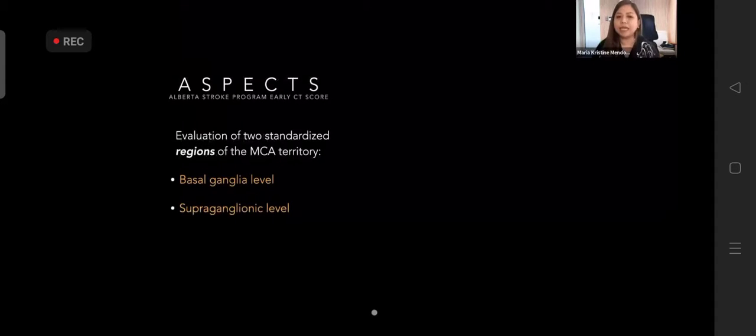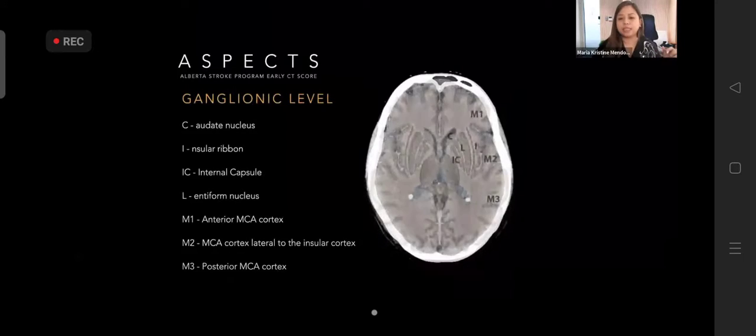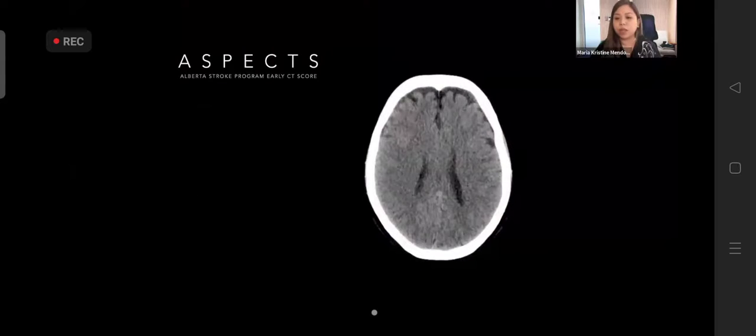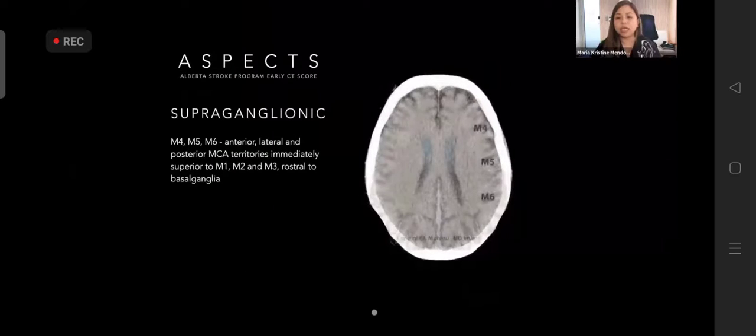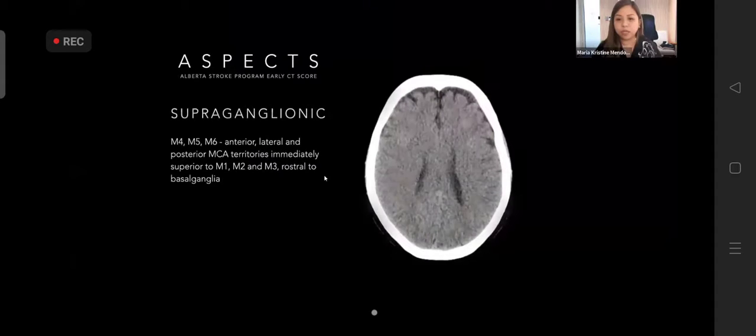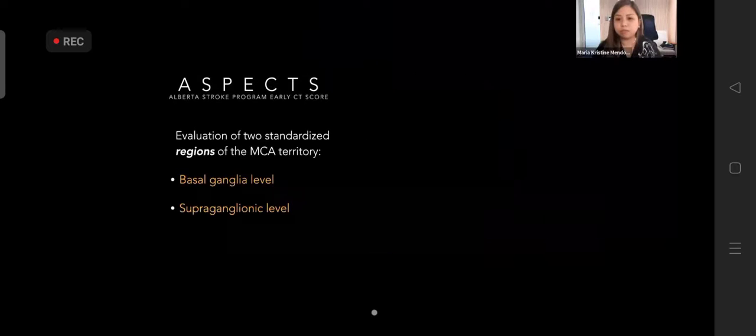So this entails evaluation of two standardized regions of the MCA territory at the basal ganglia level and at the supraganglionic level. So, as I've said, there would be particular areas in the MCA that we will be evaluating for the presence of infarction. Okay, I'm sorry for the confusion in the slides, but let me go back to that particular slide demonstrating that.